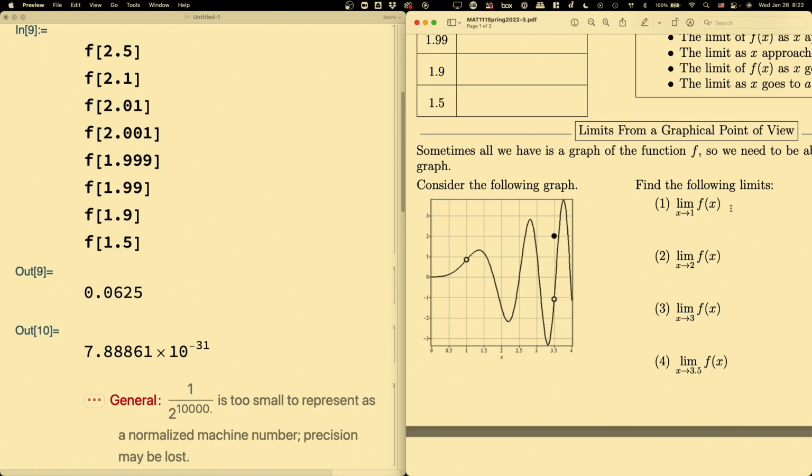What about the values of the function? So we just figured out 4 limits. What is f of 1, f of 2, f of 3, and f of 3.5? Okay, so what was f of 1? Undefined. What was f of 2? The same value. What was f of 3? The same value. And what was f of 3.5? 2. Okay, so what's the moral of the story here?